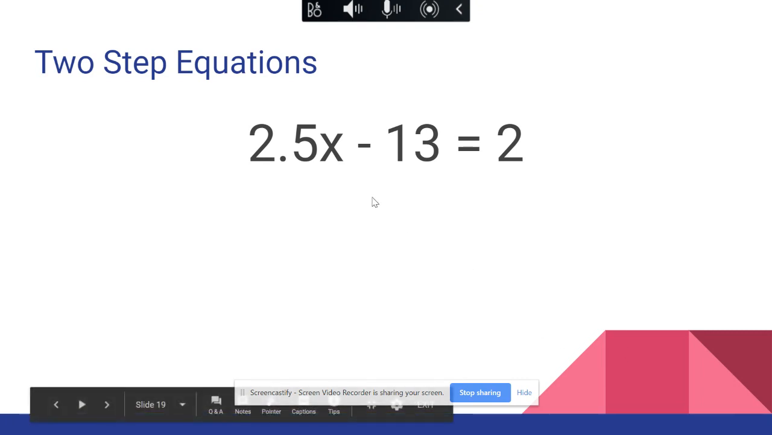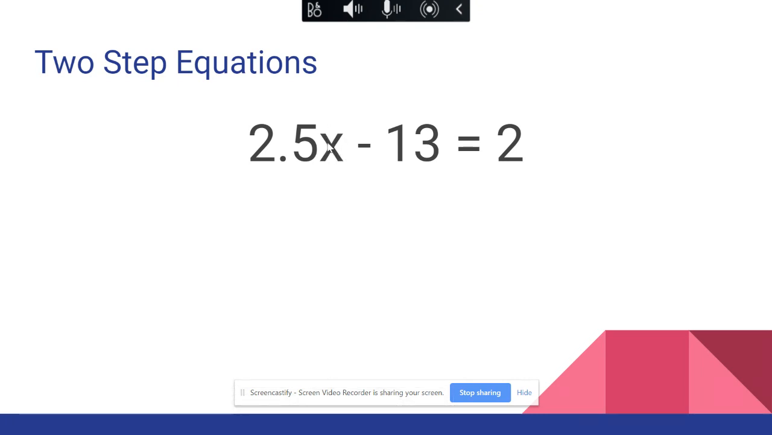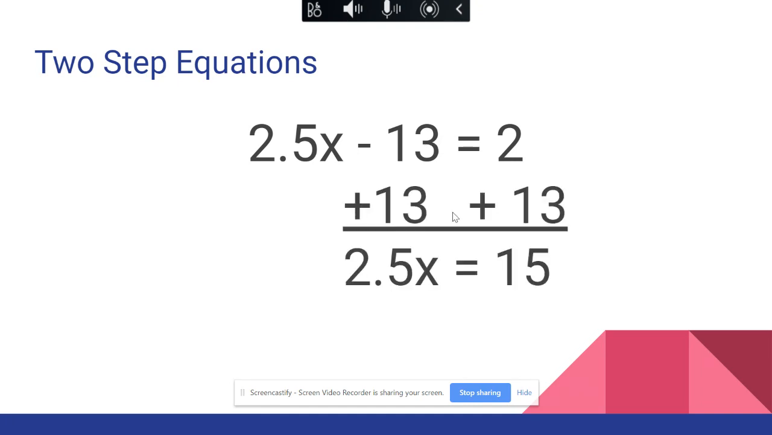All right, sometimes we have decimals, and decimals are just fine. We can work with them, right? Start with your variable. I had to multiply, and then I subtracted from it. So this was my last step. The opposite of subtract is add. I'm adding 13 on both sides of the equation. So I'm having to write it down twice.